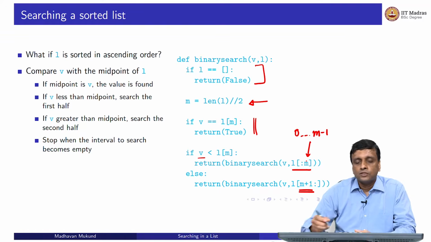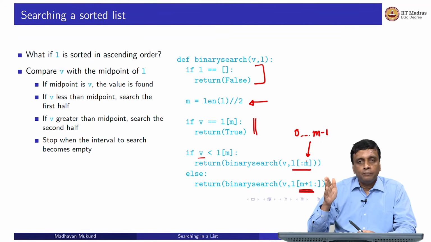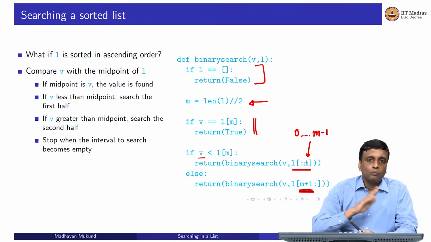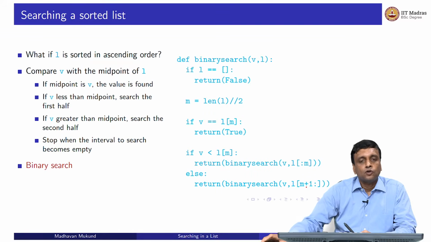So this slice notation is very convenient in Python to express this: beginning of the list to m, or m plus 1 to the end of the list. So in both cases I am skipping m, here because m is not included in this range calculation, and here because I am starting at m plus 1. So this, as we said, is called binary search.